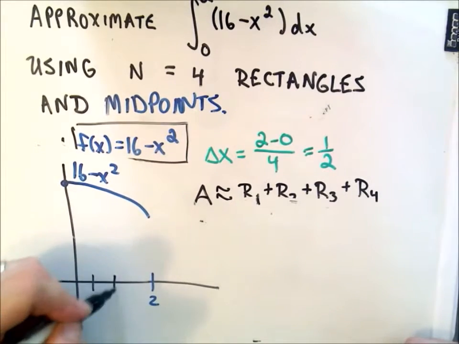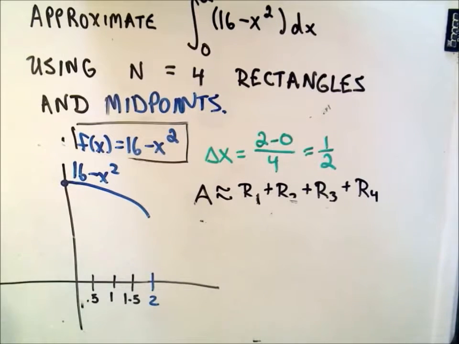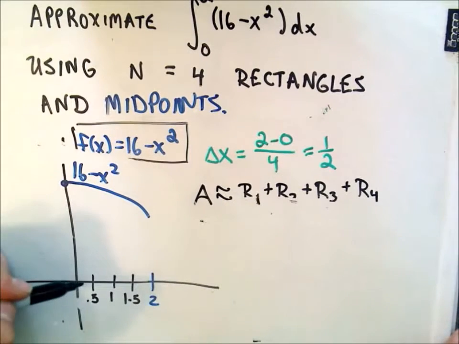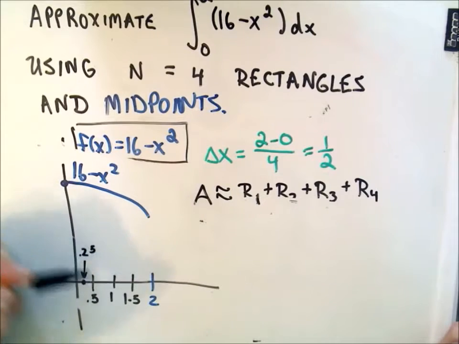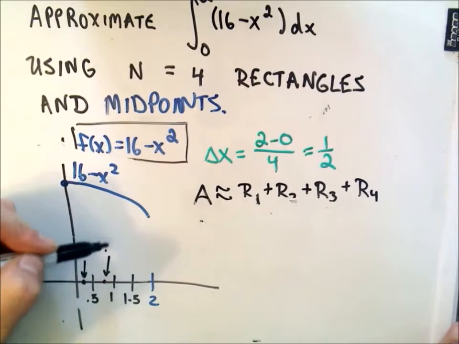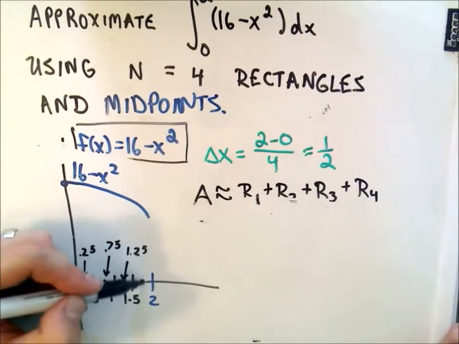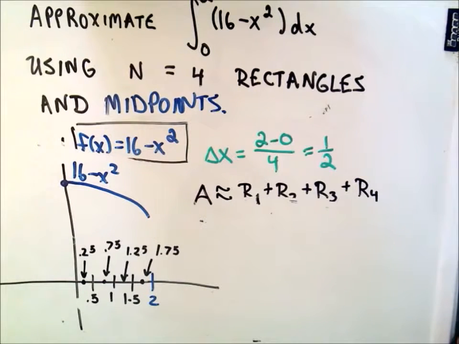Okay, so we still chop it up into 4 pieces. So this is 0.5, 1, 1.5. But now to get the heights of our rectangles, if we use midpoints, well, we just have to use the midpoint of each interval. So this would be the midpoint 0.25. This would be the midpoint 0.75. This would be the midpoint 1.25. And this would be the midpoint 1.75. So make a mental note of those values. I'm going to erase them just so my picture doesn't get too cluttered. But again, that's the midpoint of each interval.